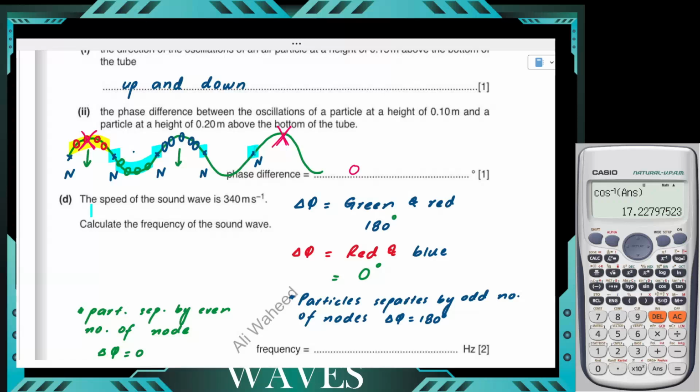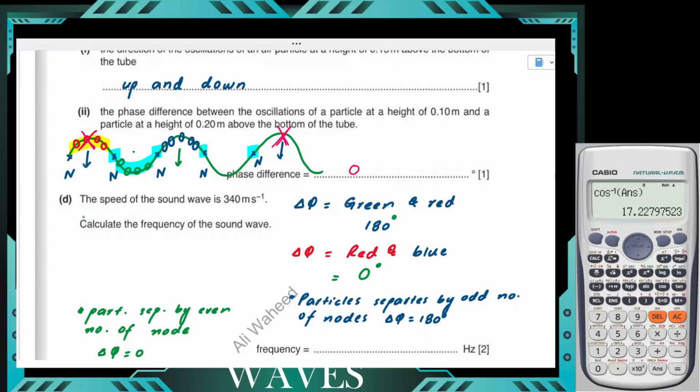What does that mean? They are separated by an even number of nodes. If you forget about this, just take a look at their direction of motion. The particle here has to go downward, and the particle on the other side is also supposed to go downward. If they're going downward, they are in the same direction. Their direction of motion is the same, so there won't be any phase difference.